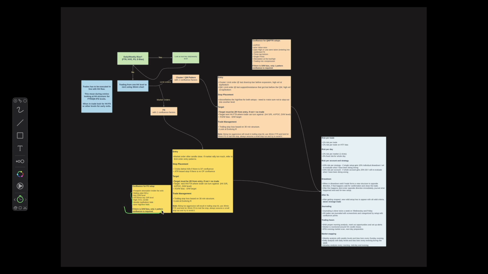If there is a daily or weekly bias, only one pattern of confluence is required. It's the same thing as this basically. Let me just change this from that rainbow color. Okay, so the entry is the market order after candle close. If market rallied too much, refer to limit order entry patterns.